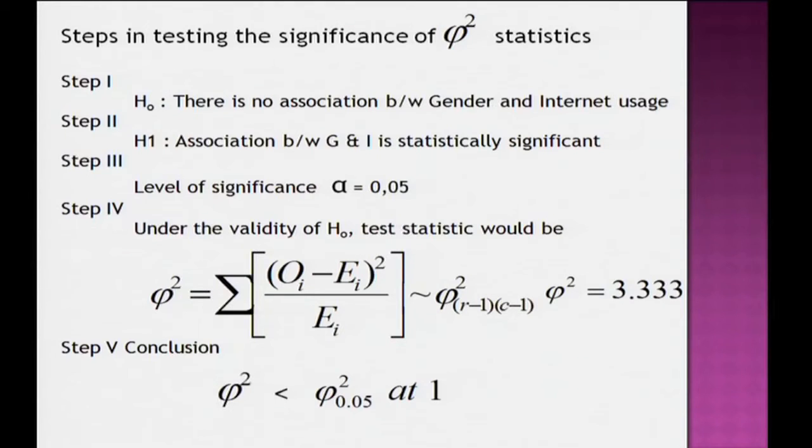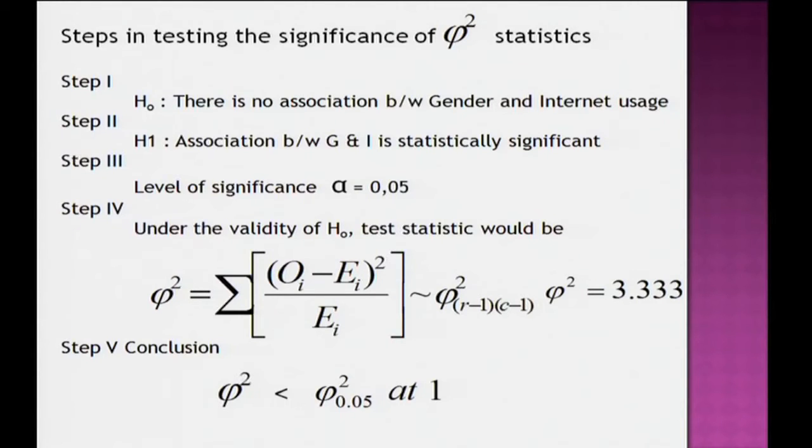Steps, you know, here is the detailed solution of the same. There is no association between gender and internet uses. H1, there is association. Please keep in mind H naught is always a hypothesis of equality. Independence, no association, that is for H naught. H1 is a hypothesis for inequality, for dependence, for association, right.